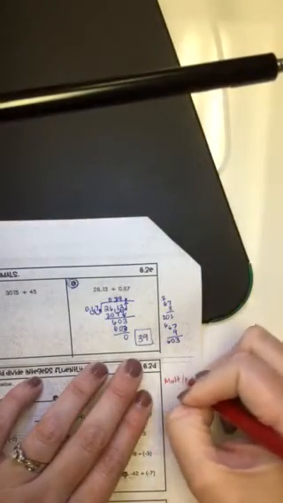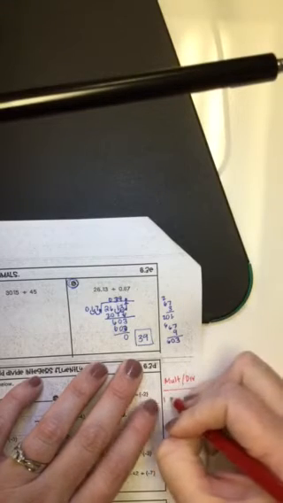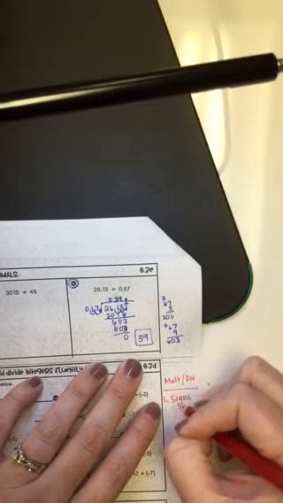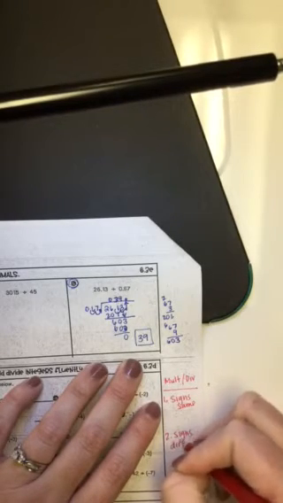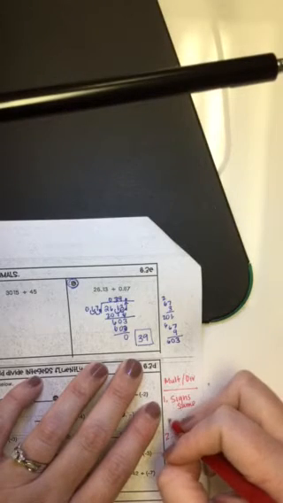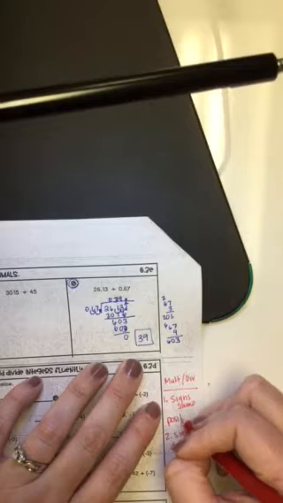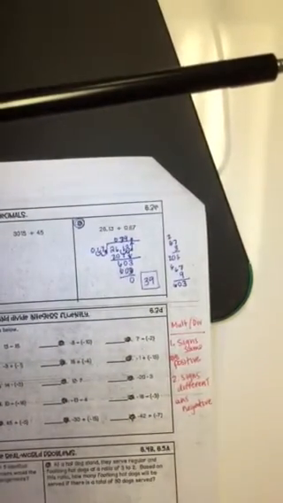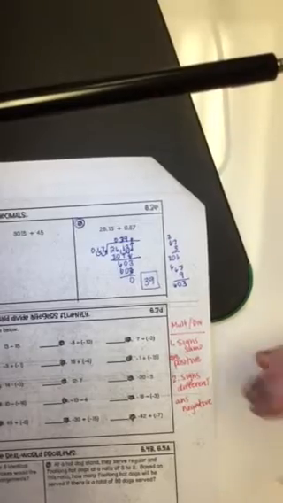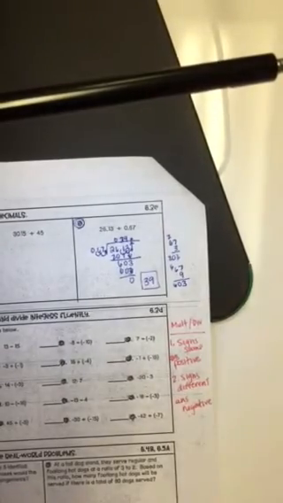Now, multiplication and division have the same two rules. One rule is for when the signs are the same. One rule is for when the signs are different. If the signs are the same, the answer is positive. If the signs are different, the answer is negative. So you're just going to multiply and divide just like you always do, and then if the signs are the same at the end, you make it positive, and if the signs are different, you make it negative.